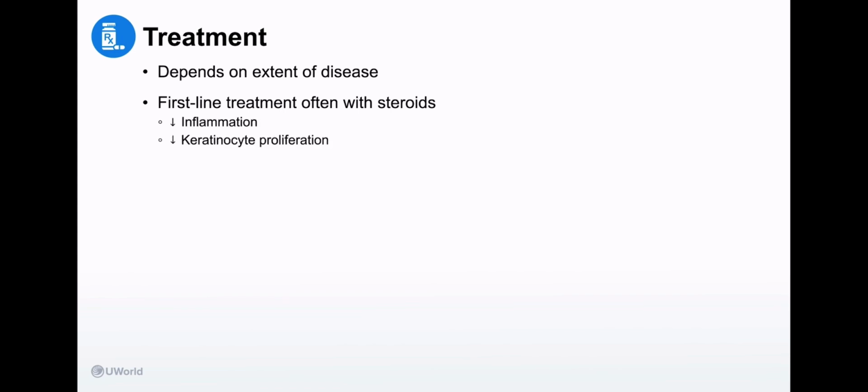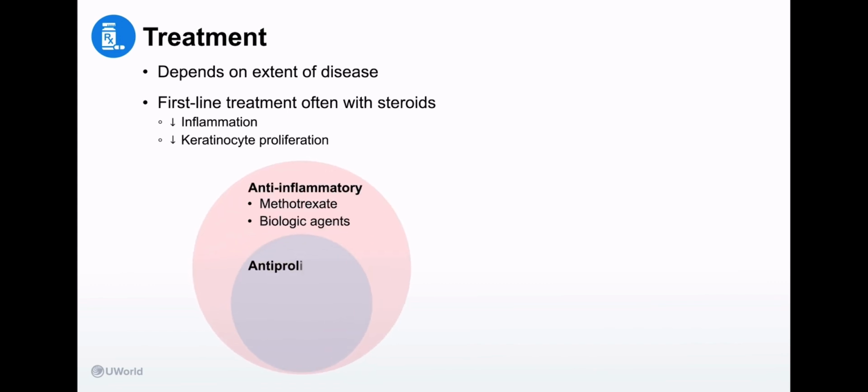There are a variety of therapies available to treat psoriasis. The specific treatment chosen depends in part on whether or not the patient has localized or widespread disease. First-line treatment is often with steroids, which reduce inflammation as well as the proliferation of keratinocytes when applied to the plaques. Many of the other available treatments also reduce inflammation. A subset slows down keratinocyte proliferation too.